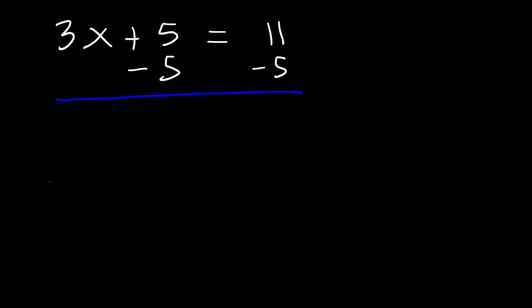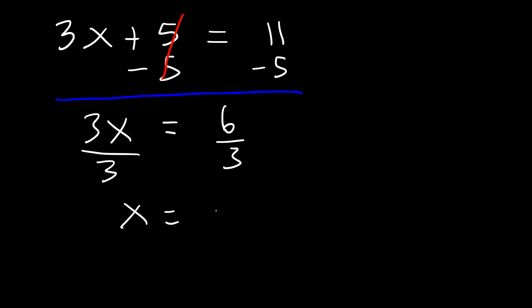If you do it this way, it's going to be a lot easier. And with practice, you'll get the hang of it. 11 minus 5 is 6. And now what we can do is divide both sides by 3. So x is equal to 2.